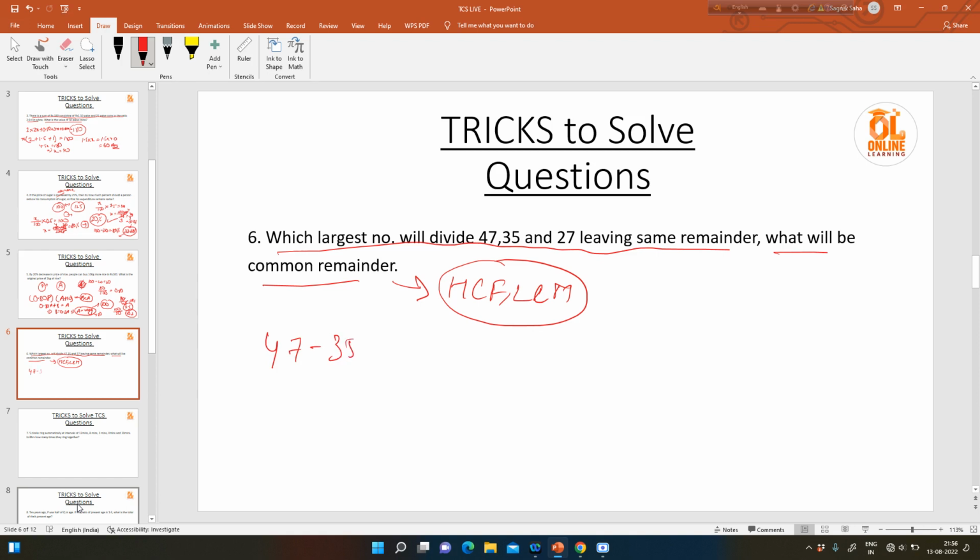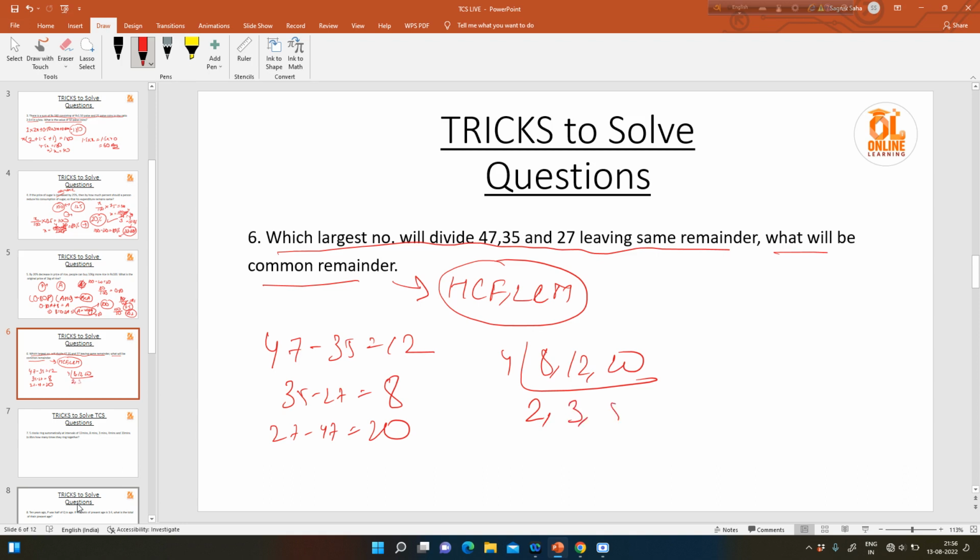47 minus 35, it would be 12. Then 35 minus 27, it would be 8. Then 27 minus 47, it is 20, neglecting the negative sign. Now find the HCF of them. Okay, 8, 12, 20. So what would it be? If we divide by 4, it would come as 2, 3, 5. So our HCF is 4.